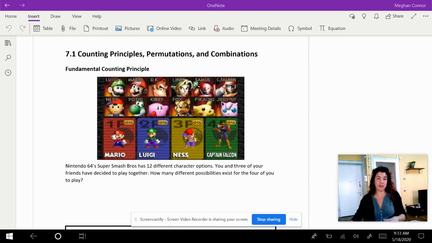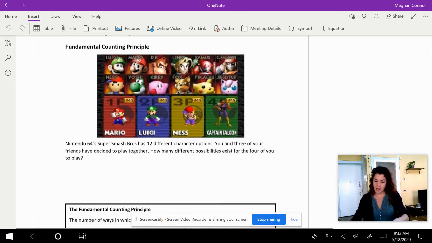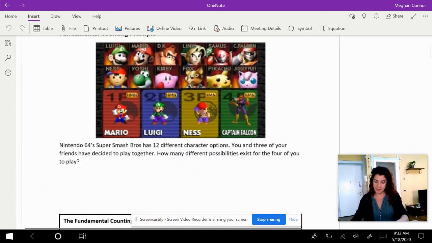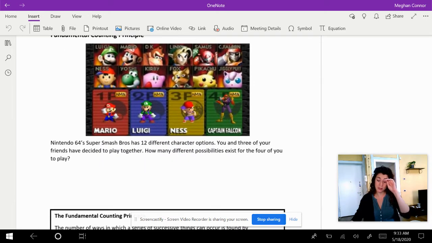Today, we're just talking about the fundamental counting principle. That's it. So here's an example that I made. Nintendo 64 Super Smash Bros. has 12 different character options. You and 3 of your friends have decided to play together. How many different possibilities exist for the 4 of you to play?